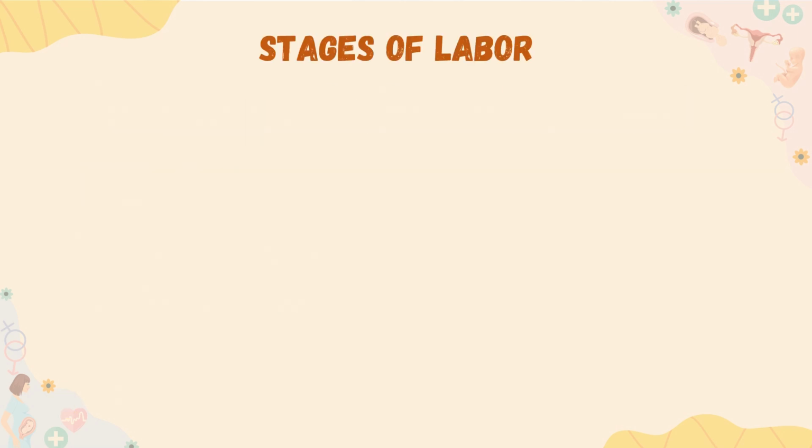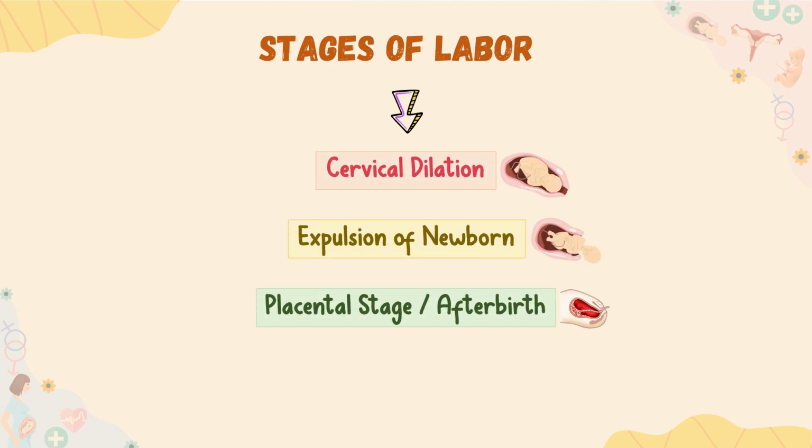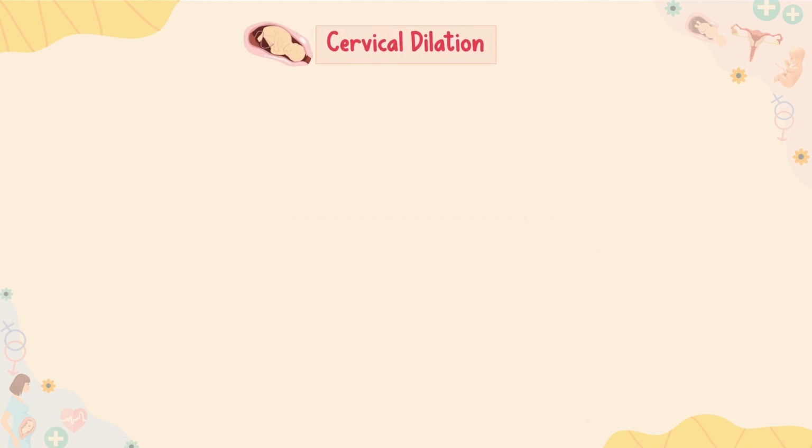The process of childbirth can be divided into 3 stages that are cervical dilation, expulsion of the newborn, and placental stage, or afterbirth. The first stage is the dilation of the cervix.